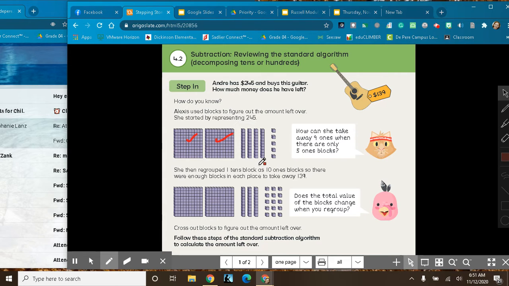So does the total value of the blocks change when you regroup? When you took the 10's and you move it over, you're just regrouping. You're not getting rid of it. You're not changing the total amount.